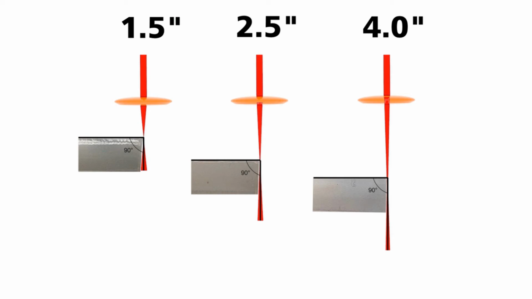Since we have a longer depth of focus, it means that we can penetrate the material further before the laser beam starts to diverge. In other words, and generally speaking, the longer the focal length, the smaller of an angle you will get when cutting thicker materials.